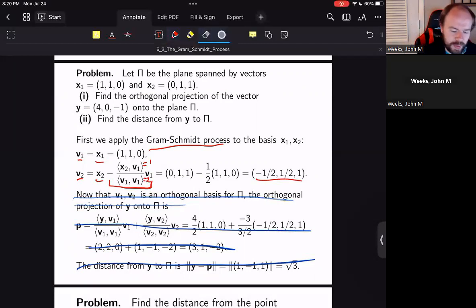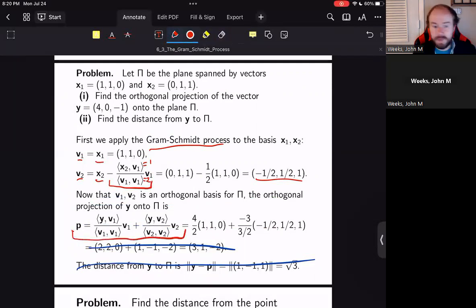Now V1 and V2 form an orthogonal basis, so I can use my formula for an orthogonal projection. I can go back up to the previous work that we've been doing and find this vector P that we're looking for here. So we take the vector y, 4, 0, negative 1, take its inner product, and plug that in here for this formula, to find the V1 component plus the V2 component. We do a little bit of math here to figure this out.